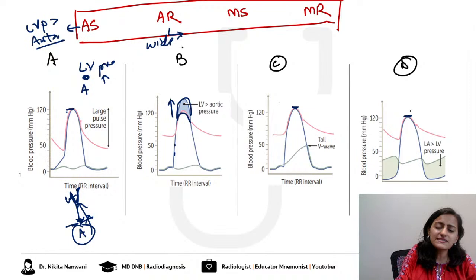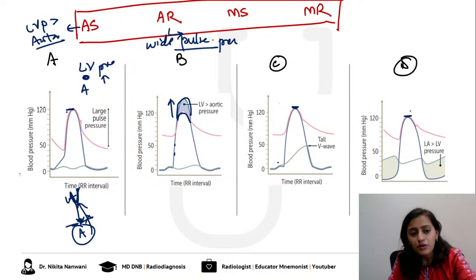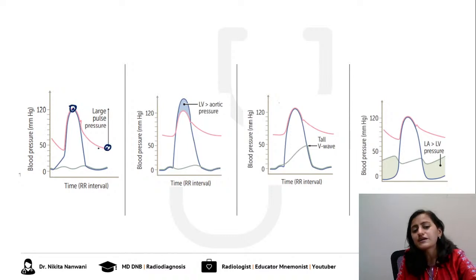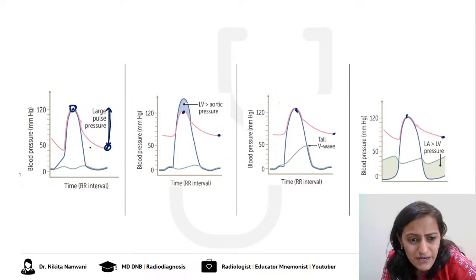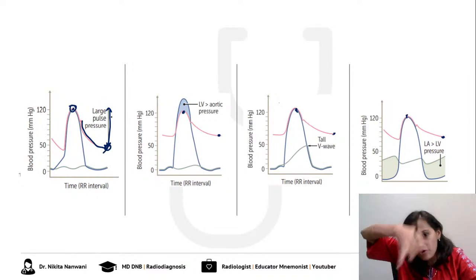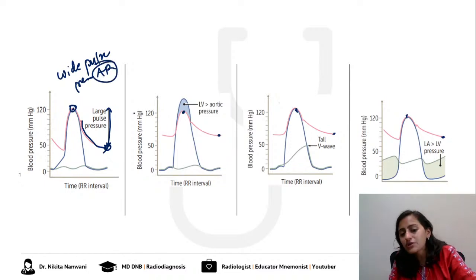Aortic regurgitation we have discussed yesterday. Most important is remember the wide pulse pressure. So look at all the graphs here. Where do you have the wide pulse pressure? This is the aortic maximum pressure, and this is the aortic minimum pressure. Look at the difference, it is significantly more, 120 and here 40. In the others, it is somewhere like 120, 80, 70. Here it is going significantly down, right? The falling of the pressure in the aorta is significant. So that wide pulse pressure tells you that this is aortic regurgitation. That is what you need to remember.